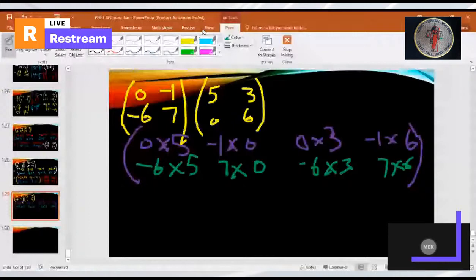So we're going to work each operation there. So we're going to have -1 times 0, and then we're going to combine those two. And the 0 times 3 and -1 times 6, we're going to combine to -6 times 5, and 7 times 0, we're going to combine those. And -6 times 3, 7 times 6, we're going to combine.